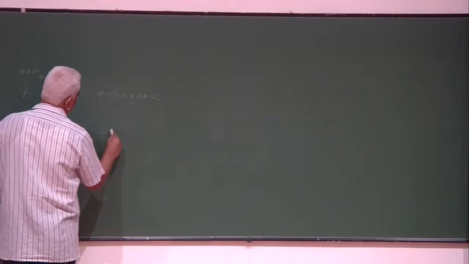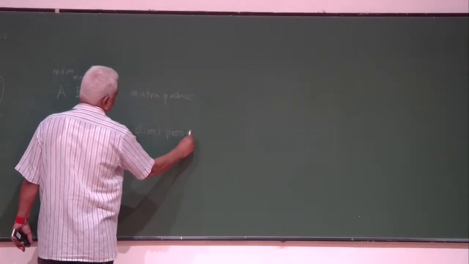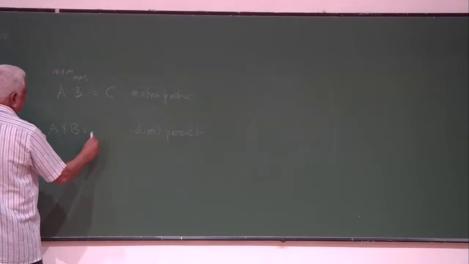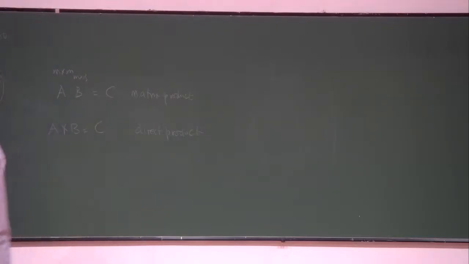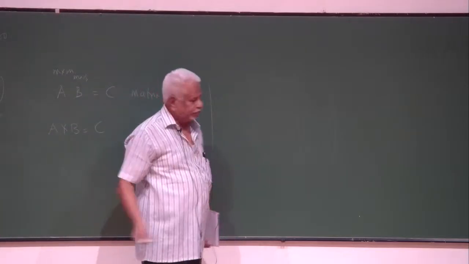Another product is called the direct product, and it is written as A cross B. Okay, I will tell you the rules for that. I do not know whether you are aware of it. I will tell you the rules for it. What you have to do is the following. I will tell the rules with a simple example.